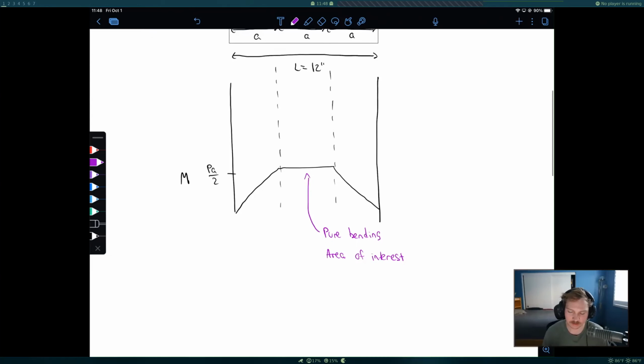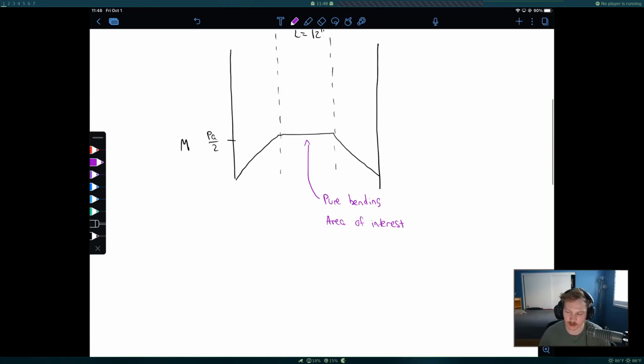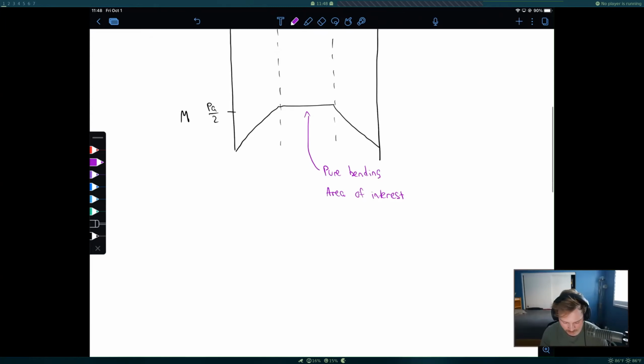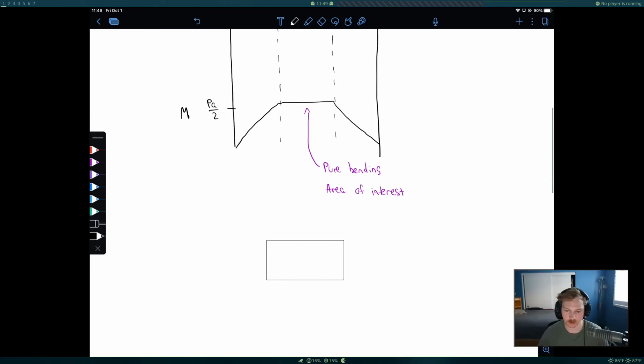Okay, so now we're going to take a little cross section of the beam, and we're going to see how the top surface and the bottom surface and everything in between change once we apply a load to it. Come on, make a square. Okay, so there we go. Imagine that this is a cross section.